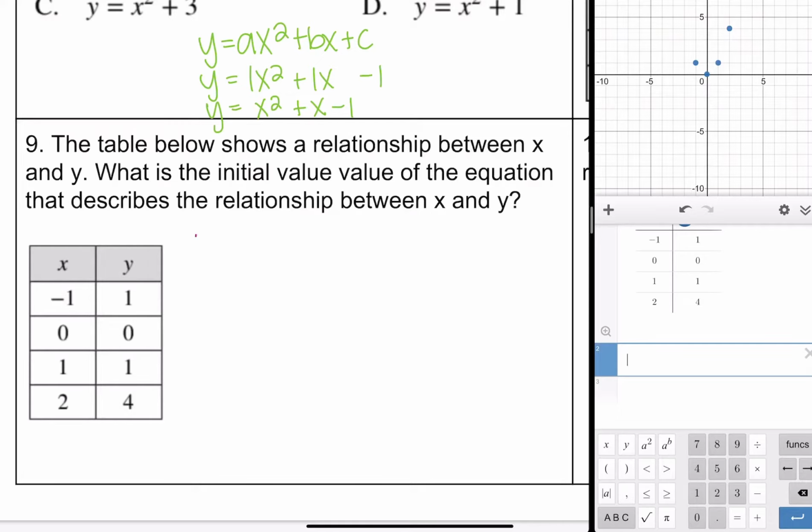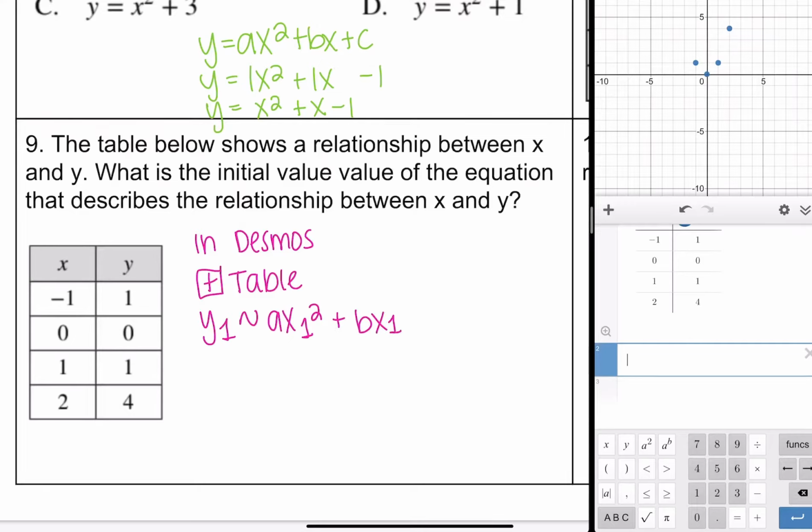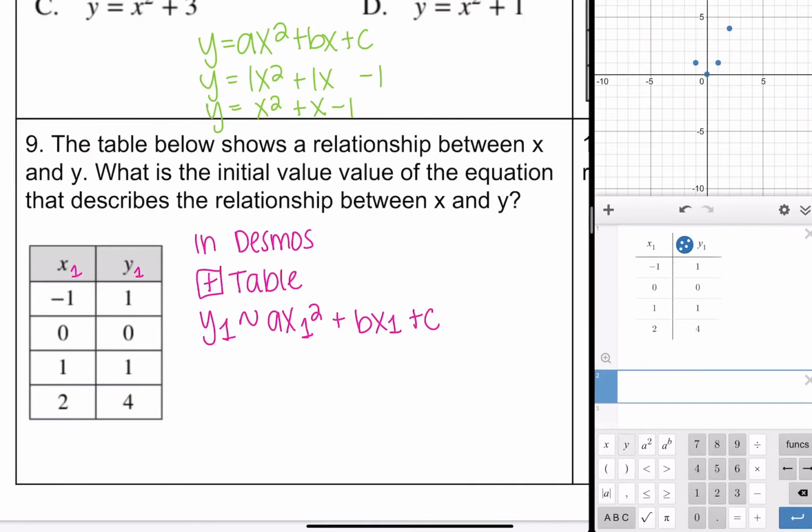Just to remind you, in Desmos, to get the equation, you have to add a table, put in this table of values, and then you're going to tell Desmos that you want something really close to the equation for this table. And you tell it that by typing it in Desmos language. y1 is similar to ax1 squared plus bx1 plus c, and we do that because in Desmos it says x1, y1 in your table, and we just have to make them match. So let's type that in.